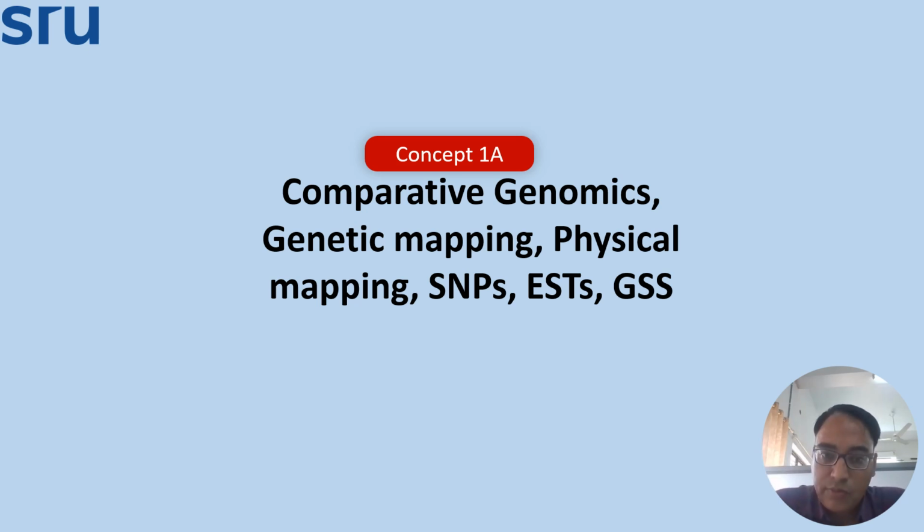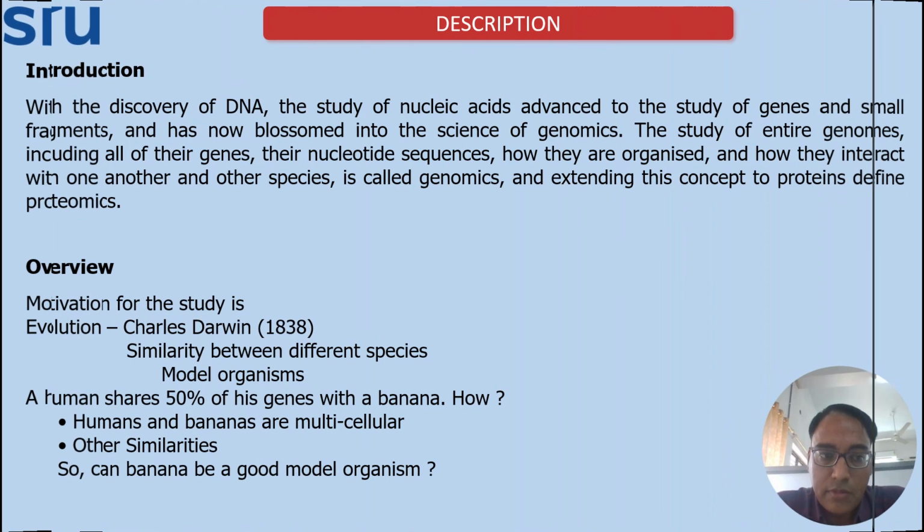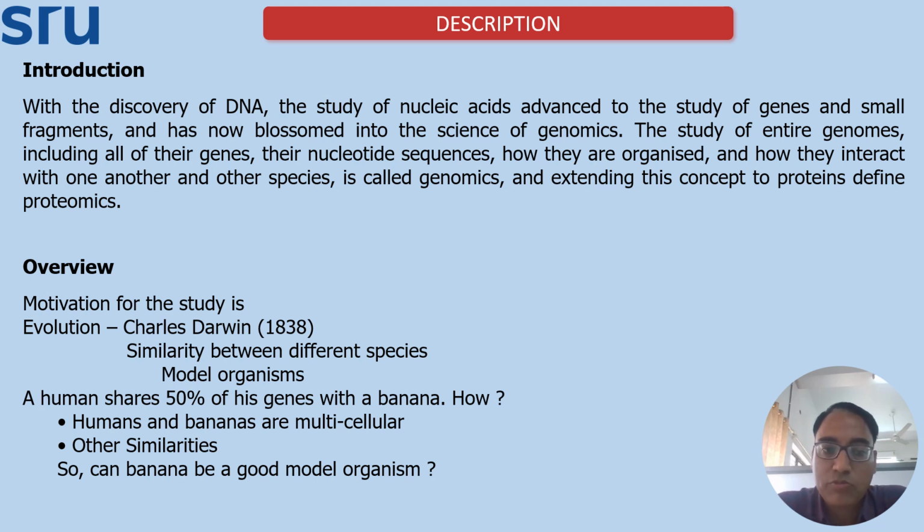As the term evolution came from Charles Darwin, there's a similarity between different species, which defines model organisms. Something which is more similar to humans is used for testing drugs. People already know that mice or monkeys are used as model organisms for testing the drugs which are specially meant for humans. So it defines the model organisms.